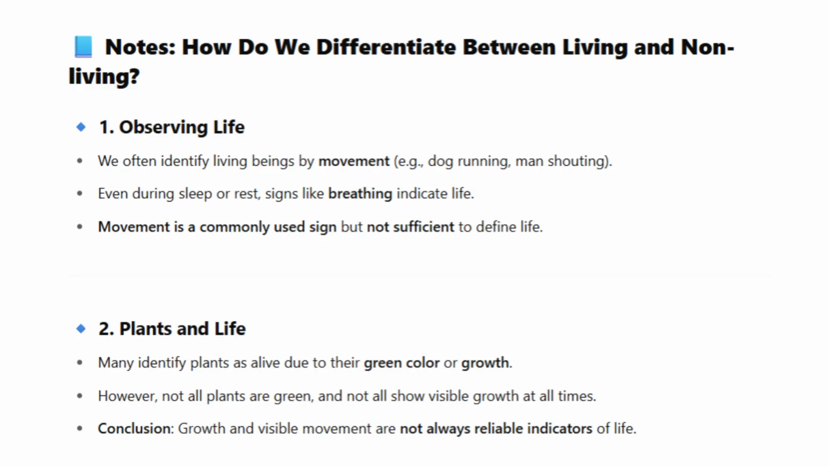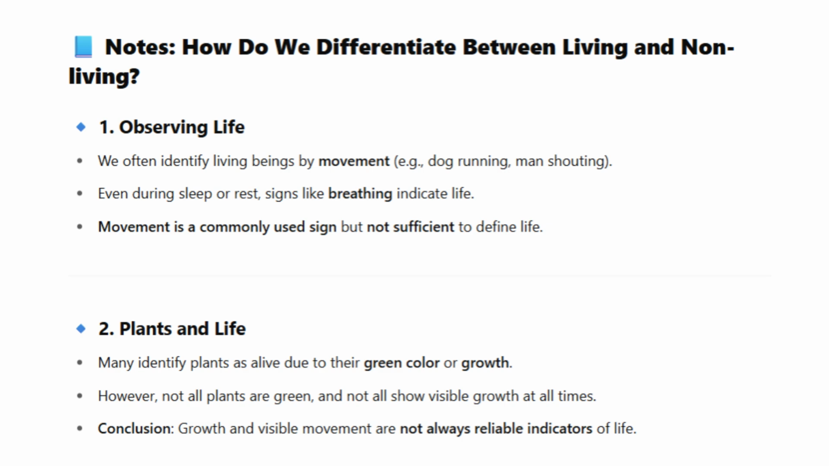How do we differentiate between living and non-living? 1. Observing life. We often identify living beings by movement, e.g., dog running, man shouting. Even during sleep or rest, signs like breathing indicate life. Movement is a commonly used sign but not sufficient to define life.